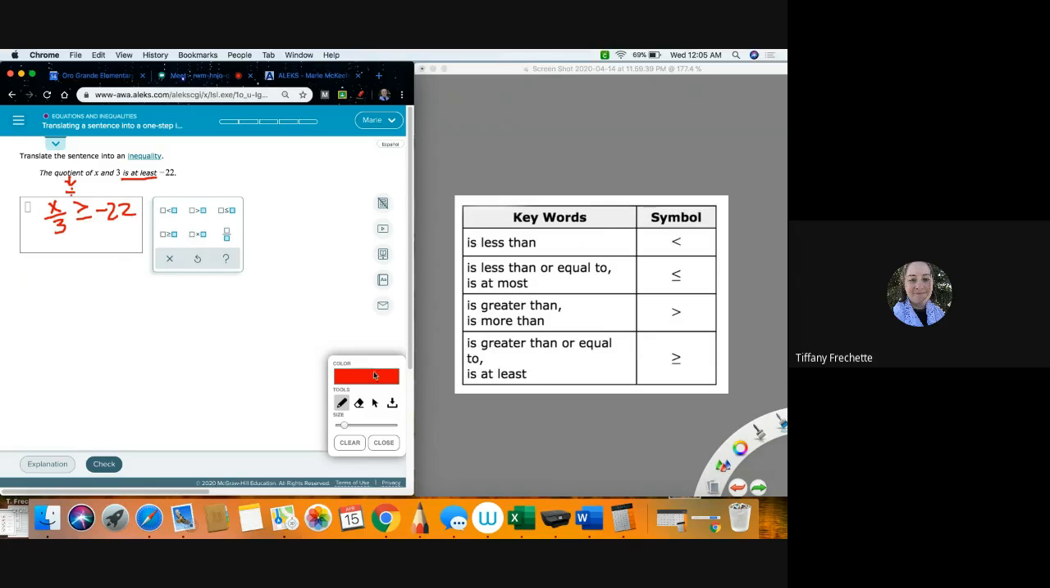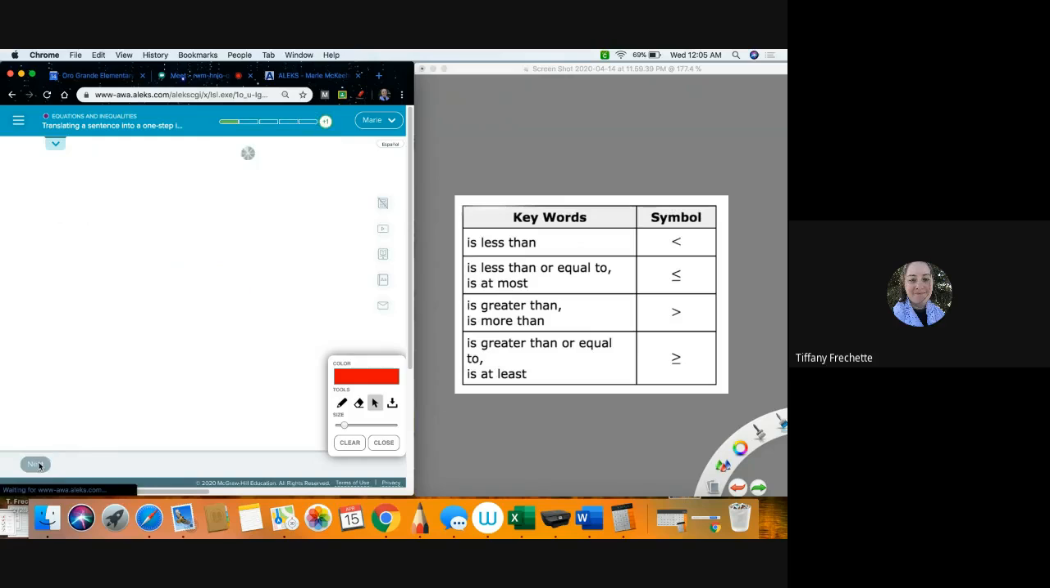So our final task here is to just type it in. So I'm going to come here and I'm going to click my fraction bar and I have x over 3. And then I'm going to click the right one. So make sure you click the box that has greater than or equal to. So here's the greater than or equal to, and I type in negative 22, and I can clear all that out so it's out of the way and check. All right, next one.